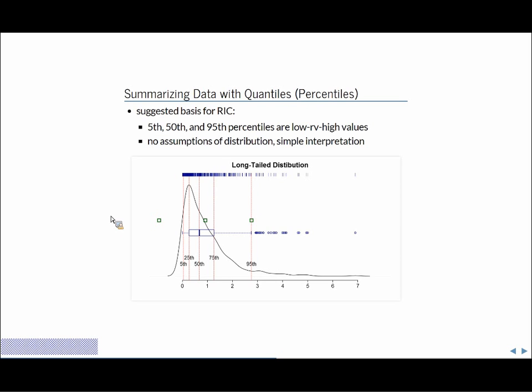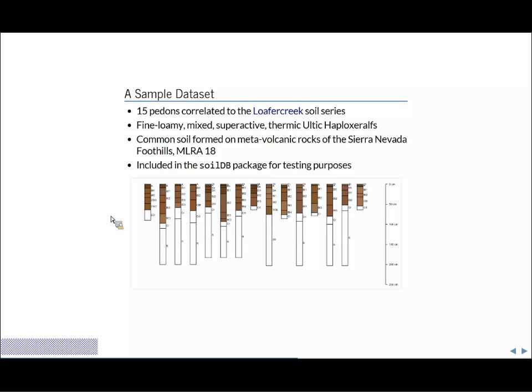So within the next couple of slides, we're going to use a sample data set that helps standardize some of the descriptions, but clearly all of the additional material we present can be applied directly to data in your selected set in NASIS. So this sample represents 15 pedons correlated to the Loafer Creek series. It's fine loamy, mixed, superactive, thermic, almost exactly the same taxonomy as 90% of the other soils you find in MLRA 18. This one just happens to have a lot of data, and so it was convenient to use. And the sample data set is included with the soilDB package.